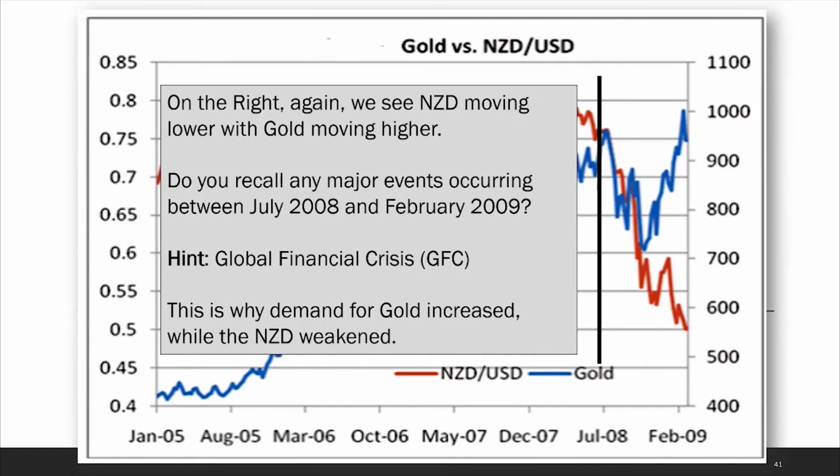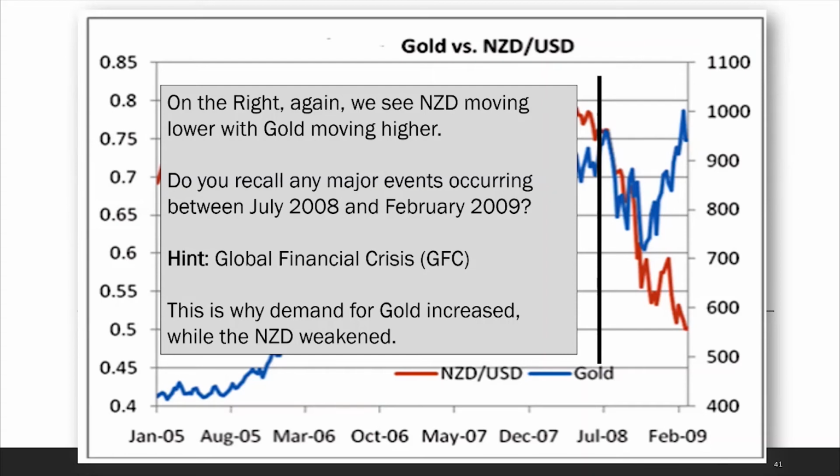In 08 and 09, again, you would see that gold continued climbing and the New Zealand dollar dropped significantly, mainly because of the global financial crisis. Another financial uncertainty, which caused that move towards gold, towards a reserve commodity, and that move away from the New Zealand dollar.